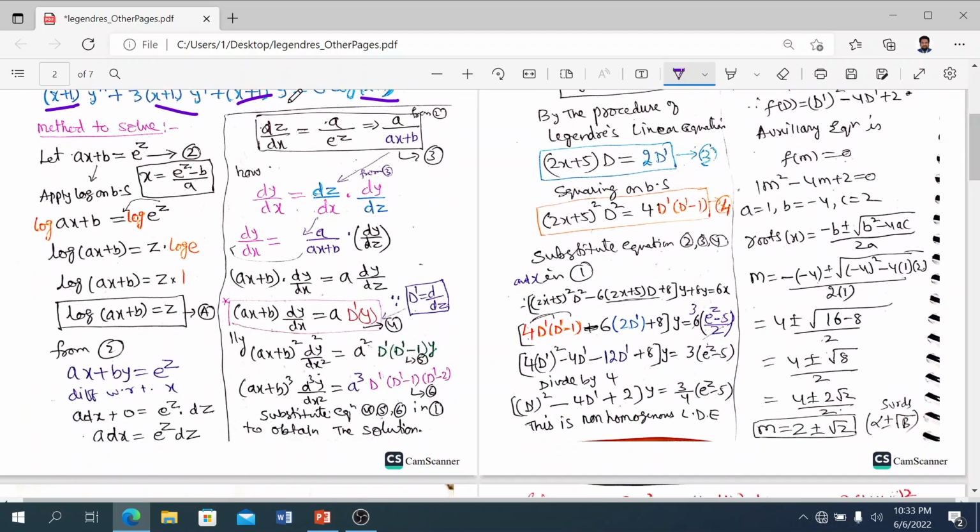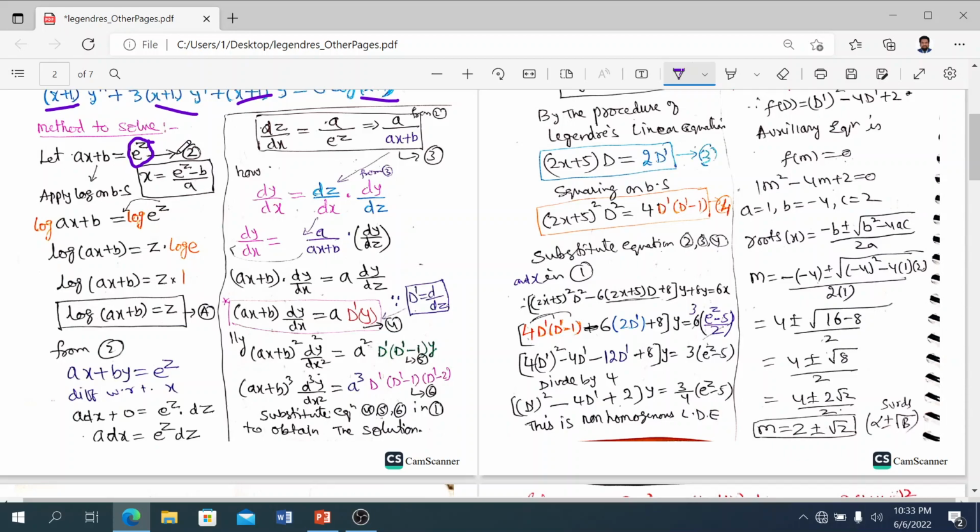Now please understand the method of how to solve. Let ax+b = e^z. So wherever we have ax+b, we will substitute e^z. Before this, solve for the x value. Send b to the other side and divide by a. So the x value will be (e^z - b)/a.